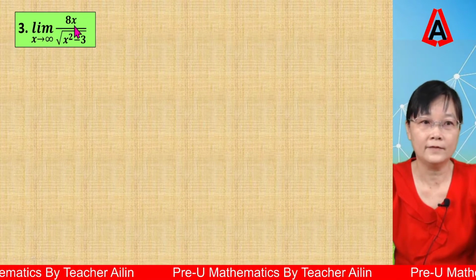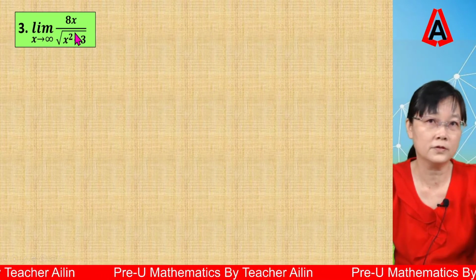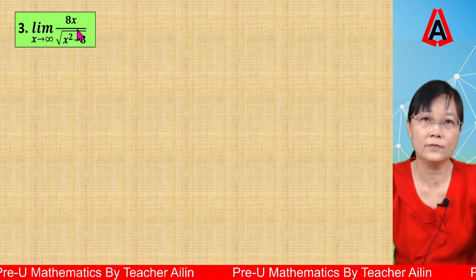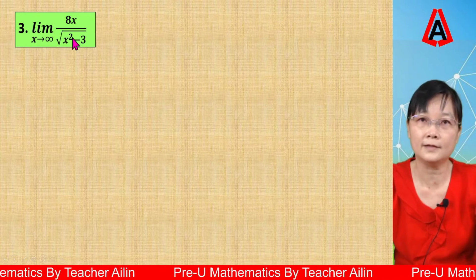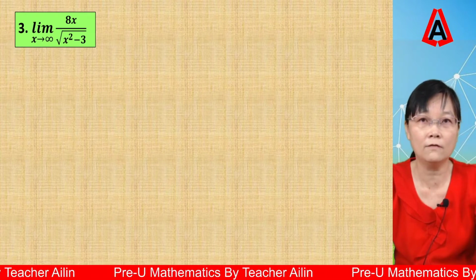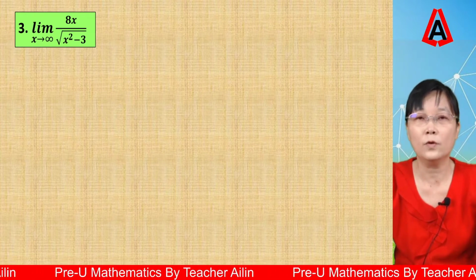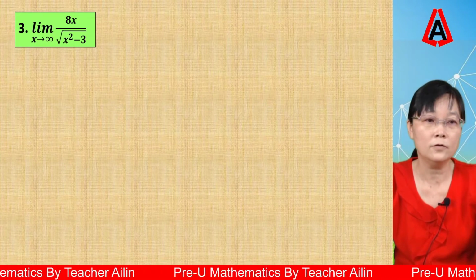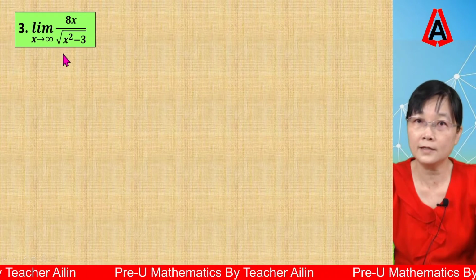Now let's try this question. Find the limit of this function as x approaches infinity. First of all, when I substitute x with infinity, I find that the answer is infinity over infinity. It is one of the indeterminate forms of limit. So, it means I'm going to use another method.